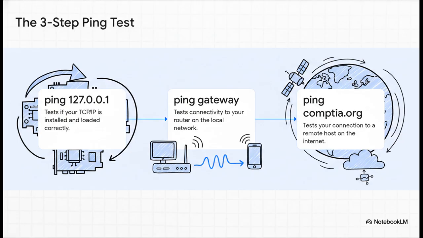So step 1, pinging 127.0.0.1, that's just your computer talking to itself to make sure its own network card is working. If that works, you move to step 2, can you talk to your router, the gateway to your home network. If both of those pass, then you do the final ping out to the wider internet. If it fails right here on step 3, then you can start pointing fingers at your ISP.